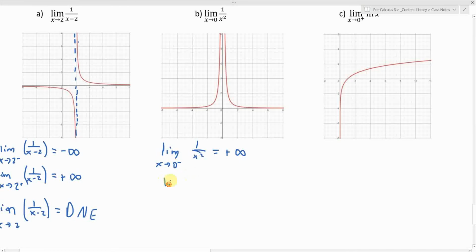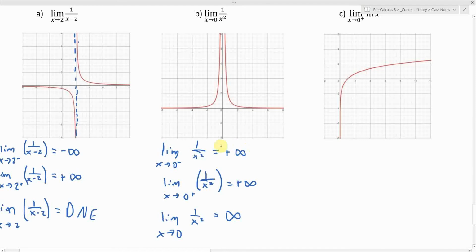From the right, we can see that as we approach 0 from the right, the function is going to go up toward positive infinity. And since it's going toward positive infinity from both directions, we can go ahead and say that the limit as x approaches 0 of 1 over x squared, since these two are equal, the limit of the function at x equals 0 is positive infinity.